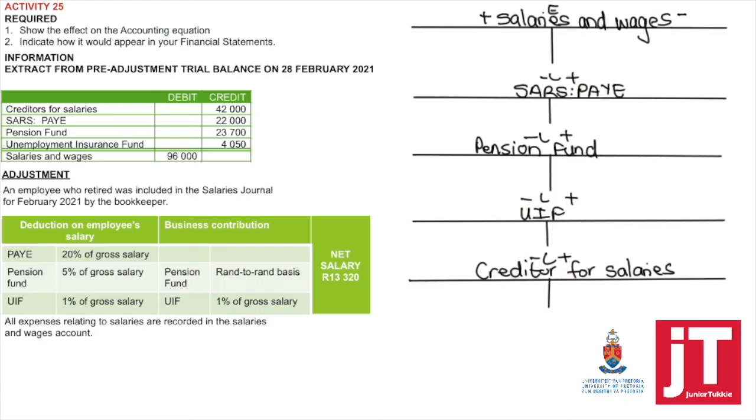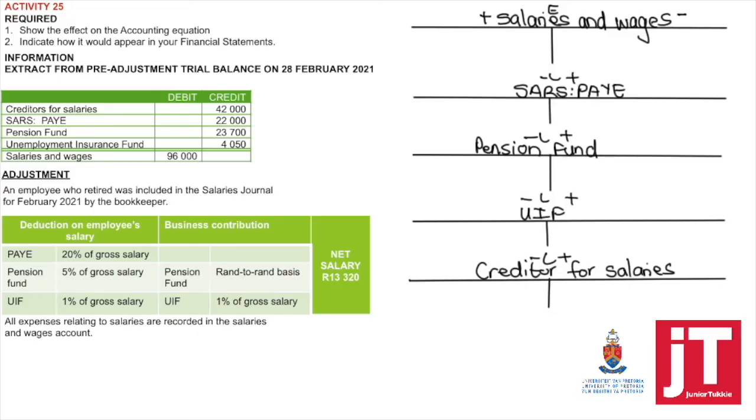Looking at activity 25. An employee who retired was included in the salaries journal for February 2021. So activity 24, we focused on where an employee's salary was omitted, which means we needed to add it. Now we're going to look at if an employee retired and he was included. This means we need to take it out. So starting with the gross salary, it's unknown. An employee retired, they didn't provide me with the gross salary. They provided me with the net salary.